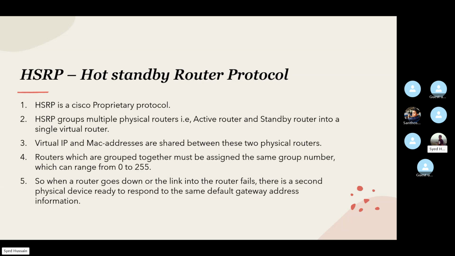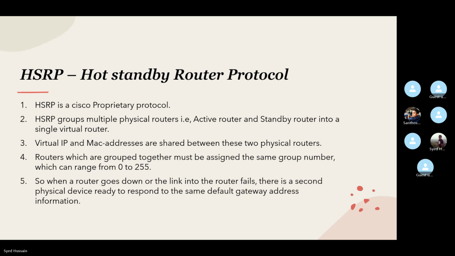When a router goes down or the link to the router fails, there is a second physical device ready to respond with the same default gateway information. That is what I said in my fourth point. If a router goes down or the router link fails, the second physical device is ready to respond as the default gateway.